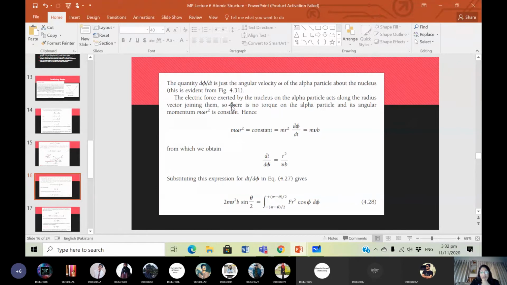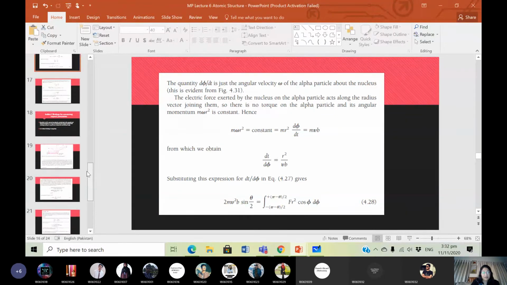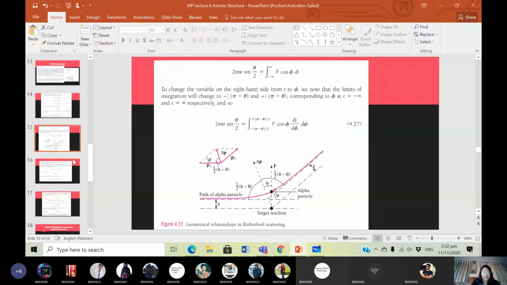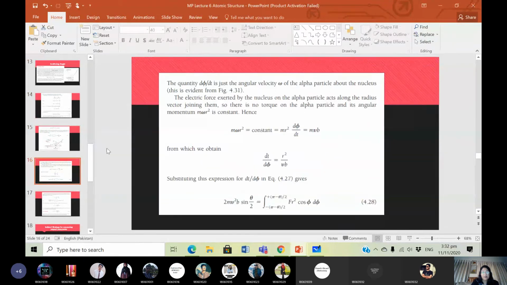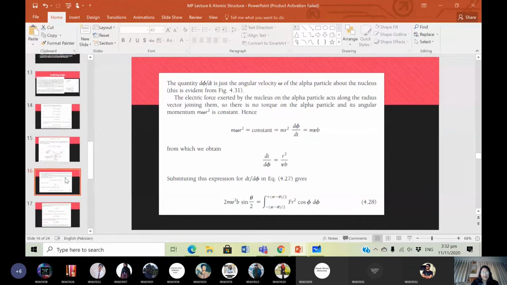So the electric force exerted by the nucleus on the alpha particle acts along the radius vector joining them. Now, I was telling you before that this is a very long derivation and we still have more slides to go. It's already a lot of things, but we have a lot more slides to go for this derivation. But anyway, the electric force exerted by the nucleus on the alpha particle acts along the radius vector joining them.